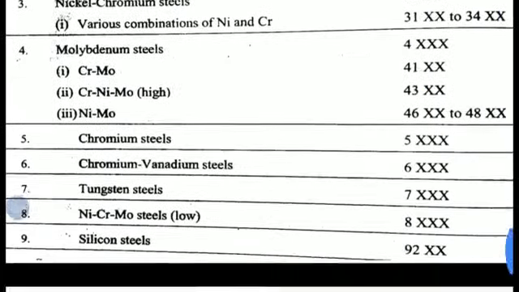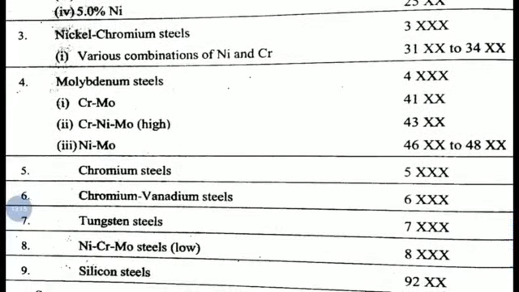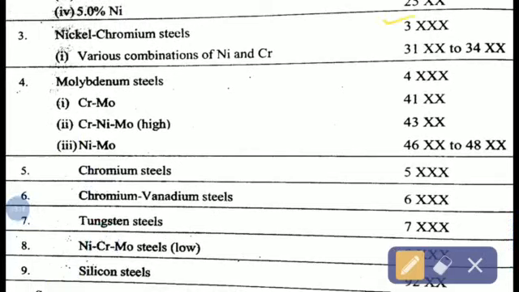Similarly, nickel chromium steel is the third one. Nickel chromium steels are indicated by number 3, and their various combinations are from number 1 to number 4 for the second digit. The fourth is molybdenum steel, indicated by the 4 number series, and the alloying elements are shown by 1, 3, 6, 8 depending upon their percentages.